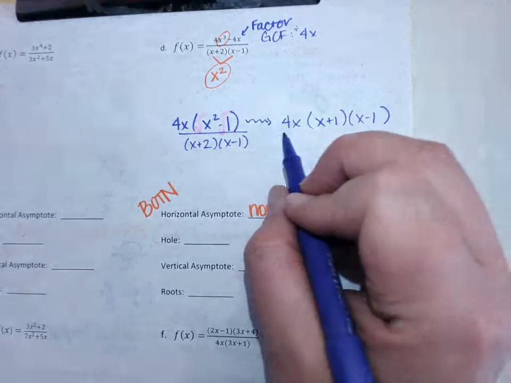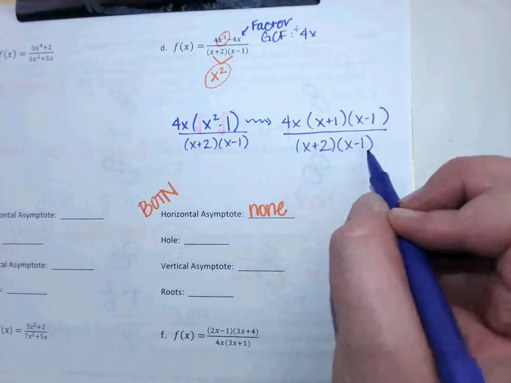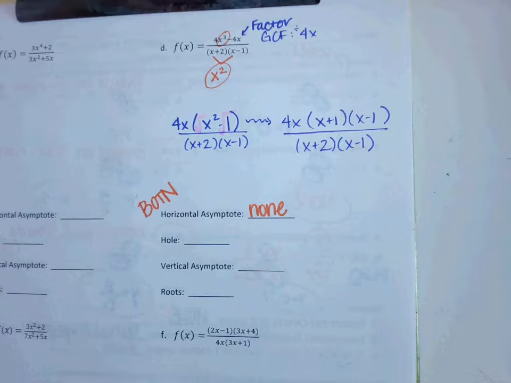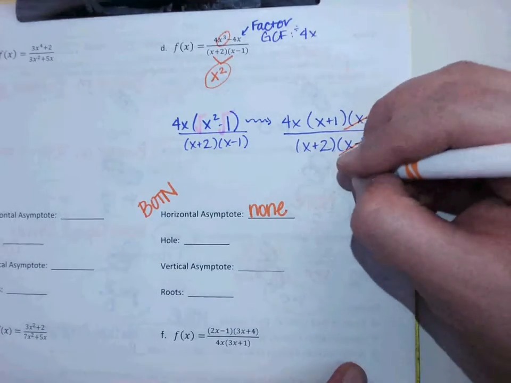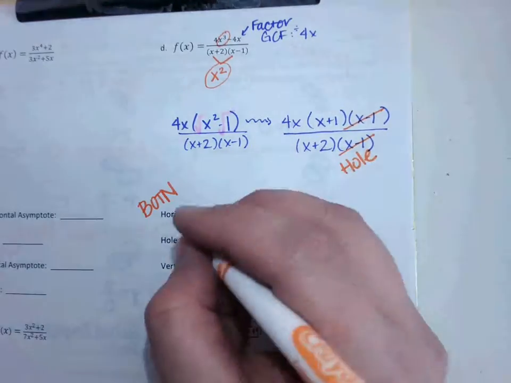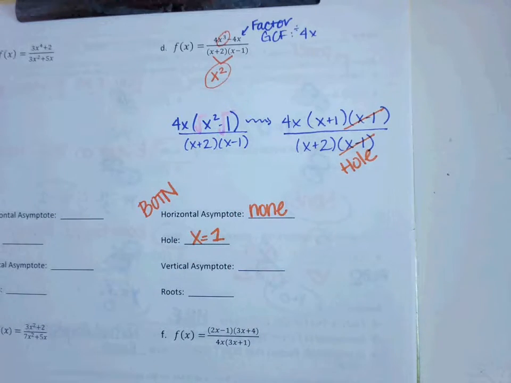Now, look at what's on the top. Look at what's on the bottom. Is there anything that is going to cancel and create a hole in the graph? Okay, the minus 1's cross out, then where will the hole be? X equals positive 1. Remember, you just reverse the sign.